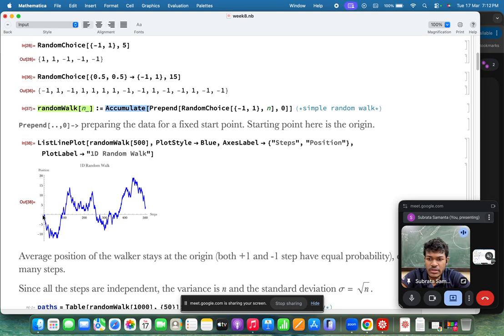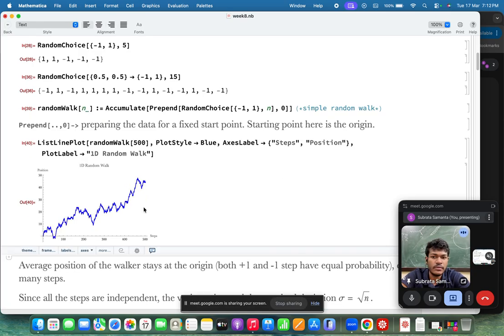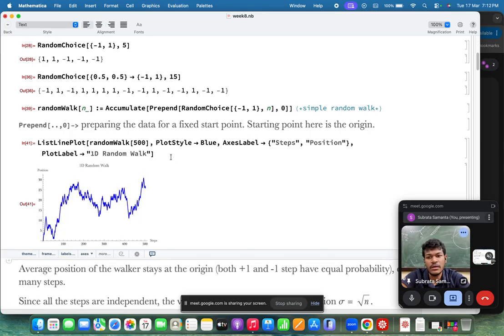So, you see you start from the origin, and then the first step, second step is the sum of this thing, and then repeatedly we sum over the steps, and we get the path. So, this is the path. If you run it a second time, it will lead to some different path. You see, in the previous case it is oscillating, and in this case it is basically growing.